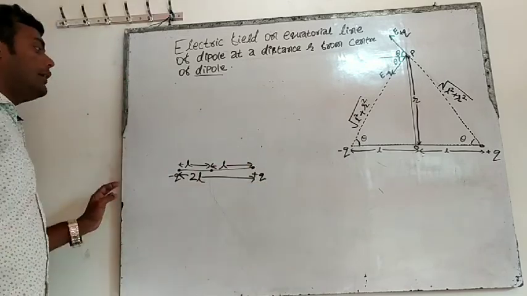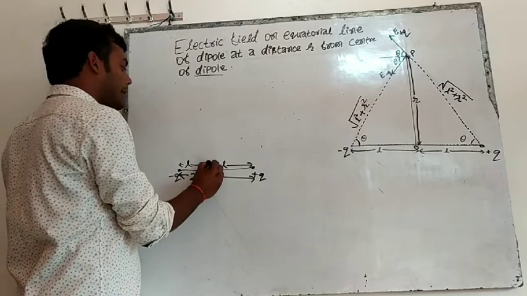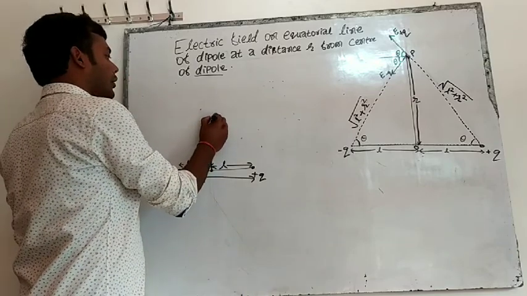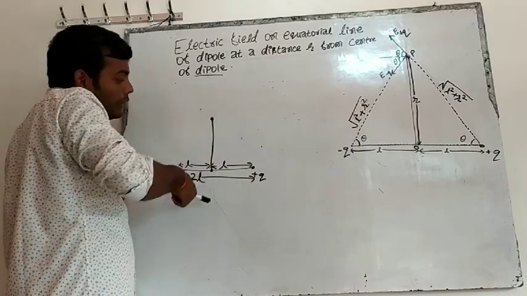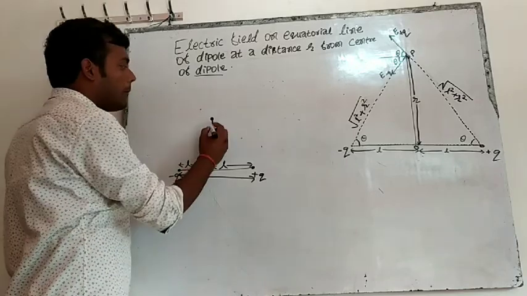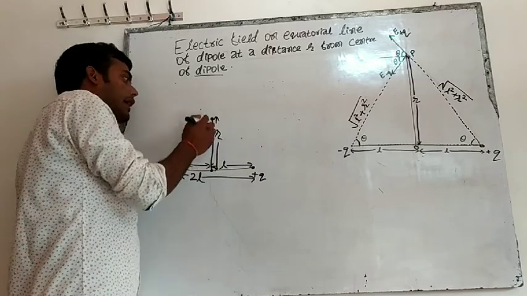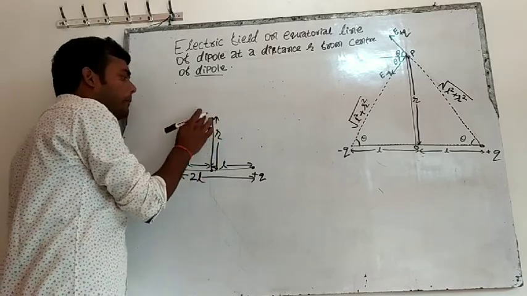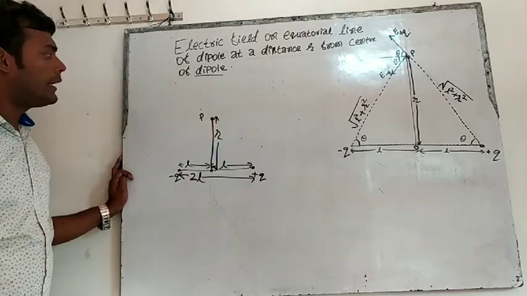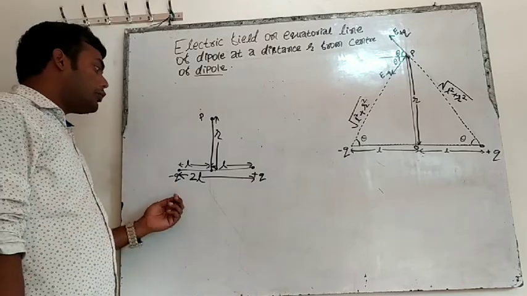What we want to find is the electric field on the equatorial position. Equatorial position means on the perpendicular bisector at a distance r from the center. Let's say there is any point P. We want to find electric field at the point P due to this dipole.